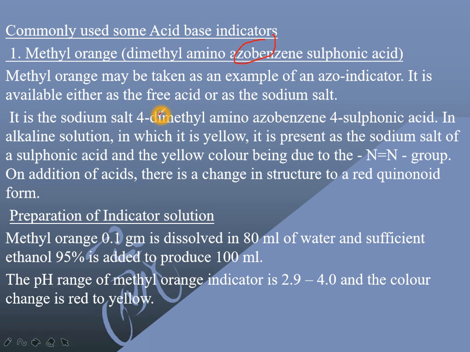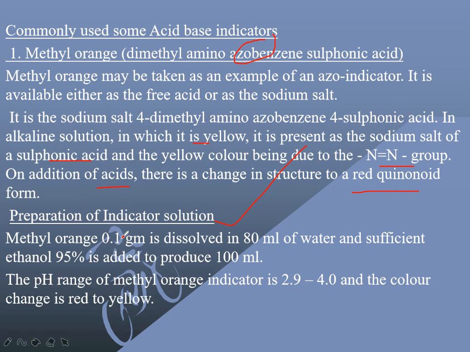In alkaline solution it is yellow in color, since it is present as the sodium salt of sulfonic acid, and the yellow color is due to the N=N group. If you add an acid to it, there is a change in the structure. Initially it has a benzenoid structure, which becomes a quinoid structure, and this quinoid structure has a red form.